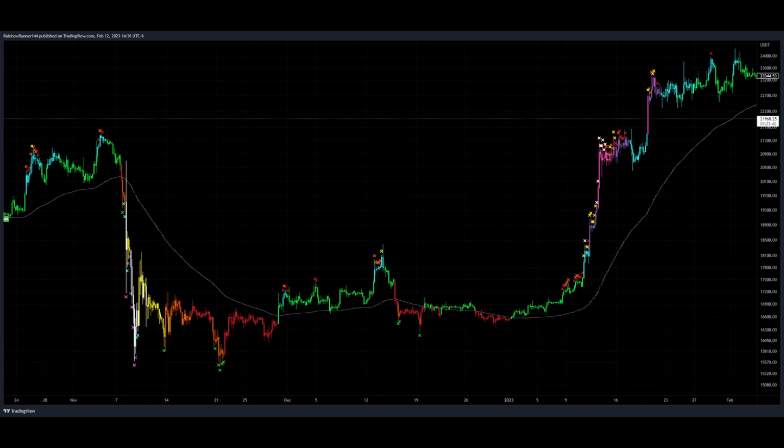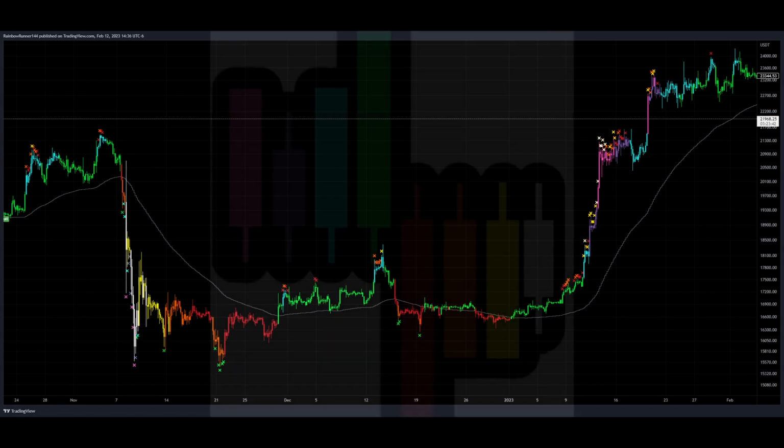For this tech tip, we're going to be looking at color rotations for both RSI as well as candle color rotations and how this is the backbone of rainbow theory. There are 4 bullish colors as well as 4 bearish colors. The bullish colors are green, blue, purple, and pink. The bearish colors are red, orange, yellow, and white.